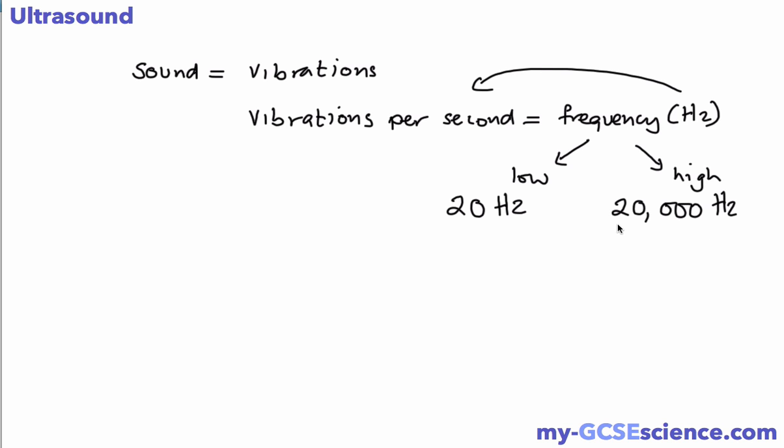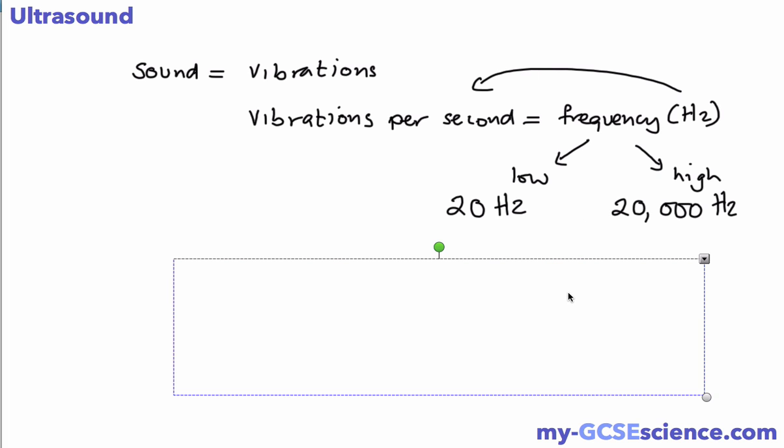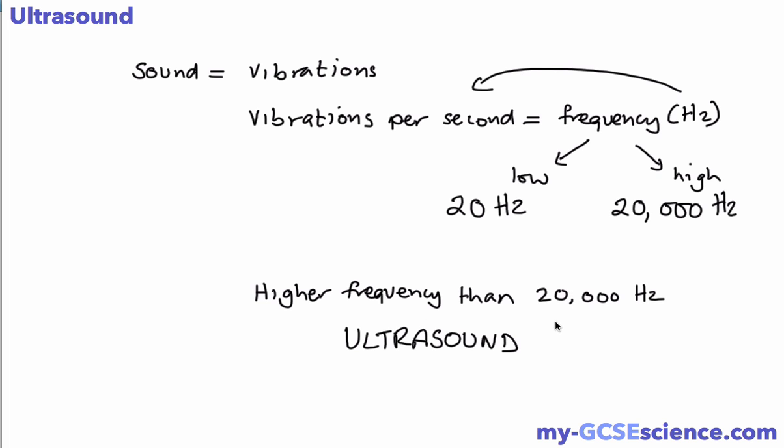In actual fact, as you get older, this upper limit will begin to get lower. At a younger age, you can probably hear sounds of that frequency, but as you get older, that becomes more difficult to do. Now, any sound that has a frequency higher than 20,000 Hertz, we call ultrasound, and this is the topic of the video, and this is what we're looking at and how it can be used.